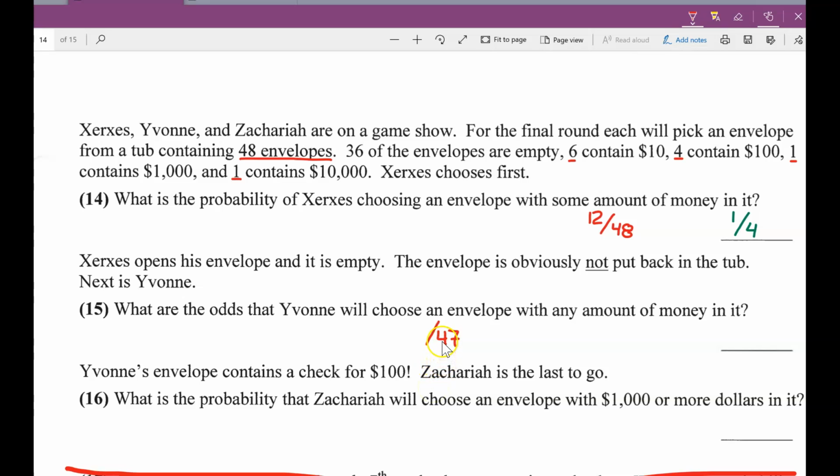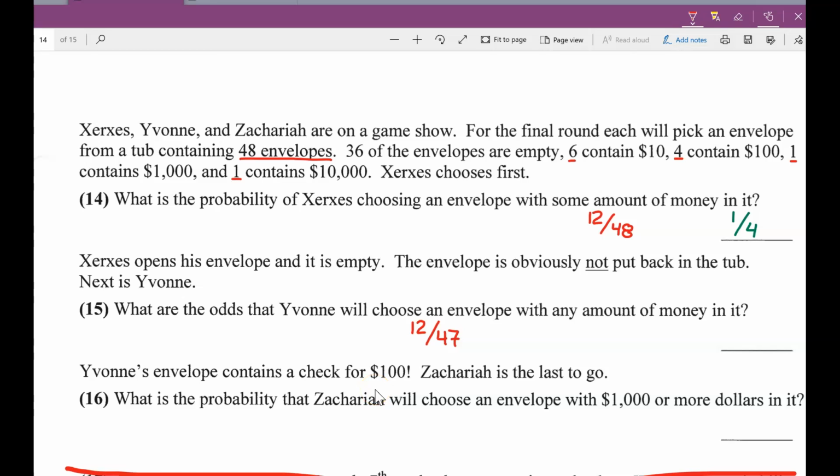And the numbers haven't changed for our numerator because Xerxes pulled an empty envelope. He didn't get any money. So the money envelopes are all still there. And we know from the previous question, 6 have $10, 4 have $100, 1 has $1,000, and 1 has $10,000. That's a total of 12 envelopes that have some amount of money in there. So that's going to be 12 as our numerator again.